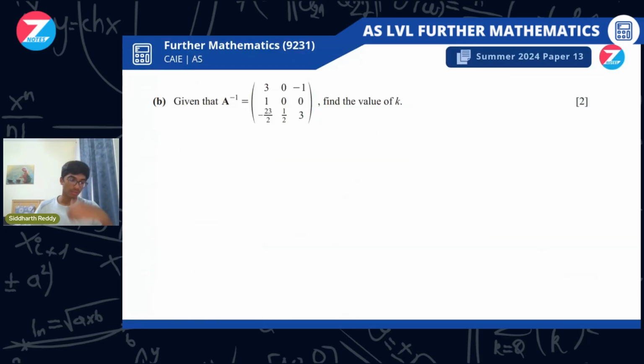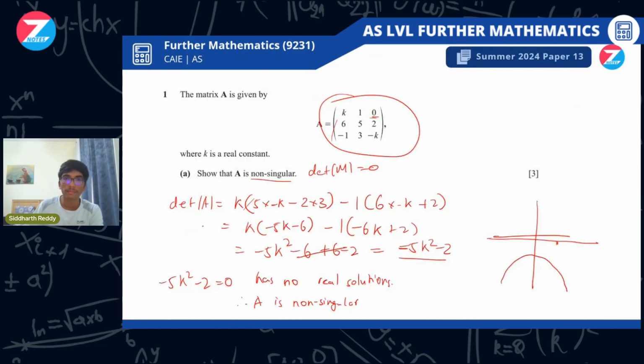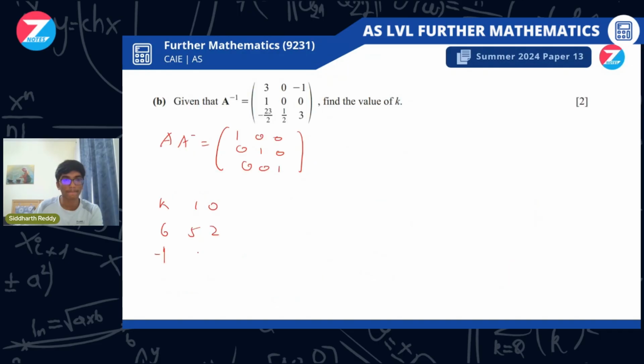Okay. Given that A inverse is equal to this, find the value of K. The first thing we need to know is that A times A inverse is equal to the identity matrix, which is 1, 0, 0, 0, 1, 0, 0, 0, 1. So this is the identity matrix. Going back, we have A equal to K, 1, 0, 6, 5, 2, and minus 1, 3, minus K.